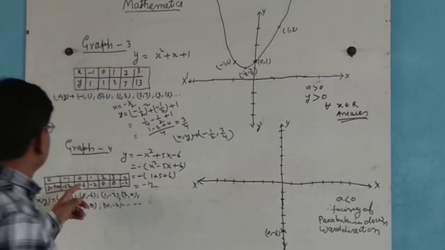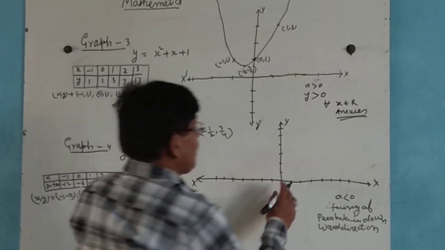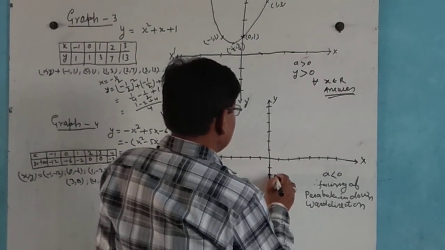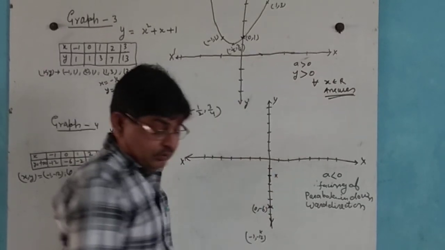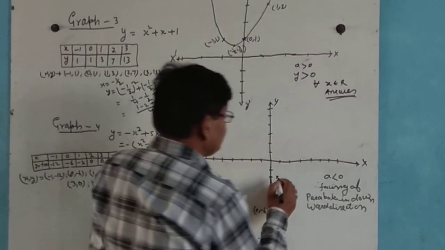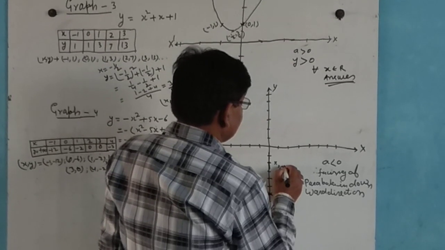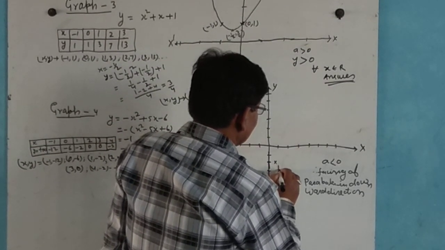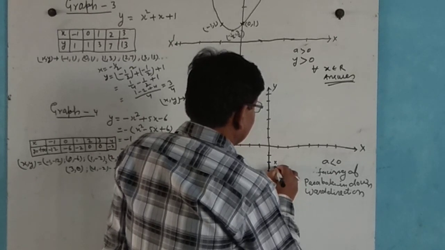Another point (1, -2). This point is (1, -2).